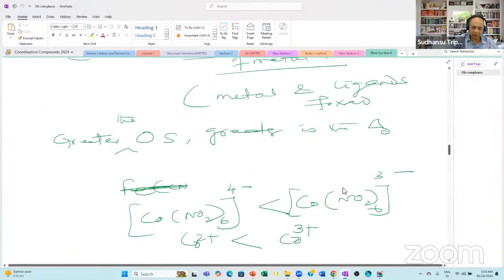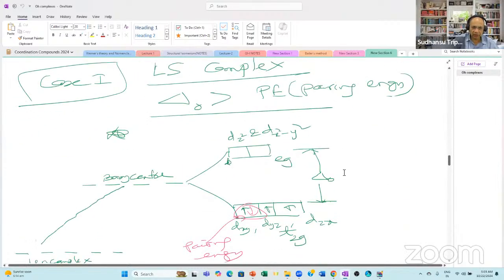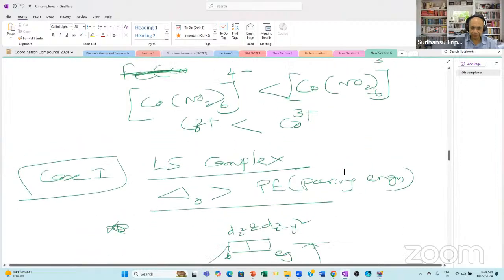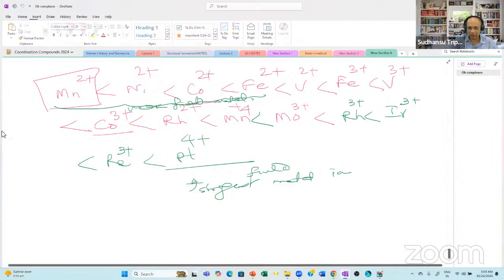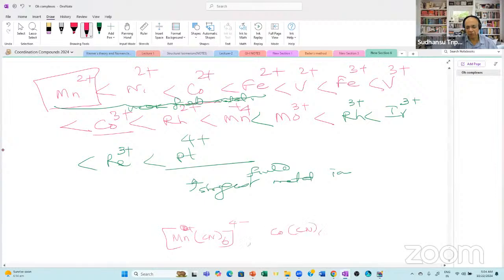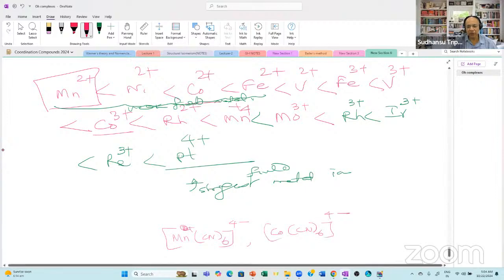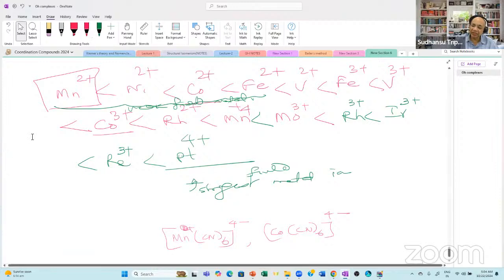And the effect of oxidation number: more is the oxidation state, more is the del O. But Udit has a question. He says, if the oxidation state remains the same and the ligands remain the same, then how can you know whether del O is the same or different? There lies the spectrochemical series of the metal ions.